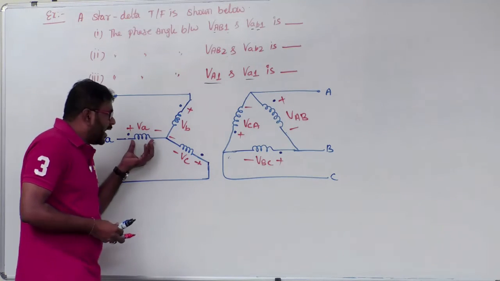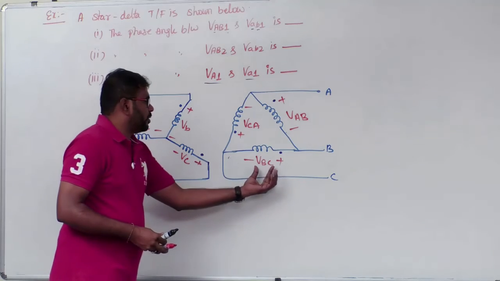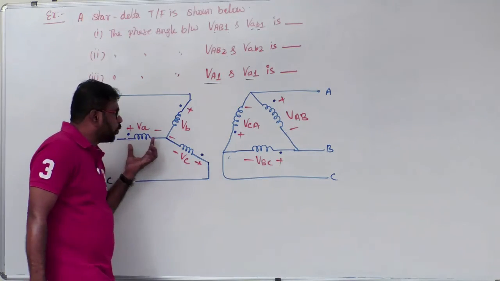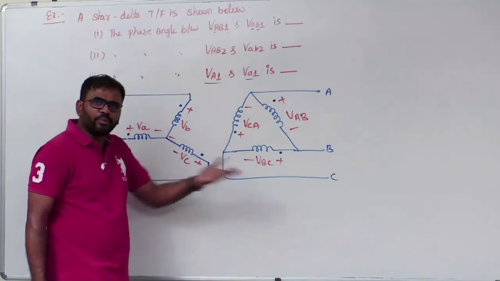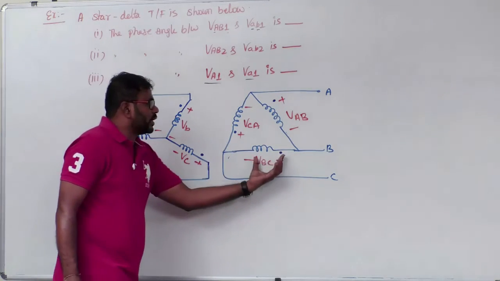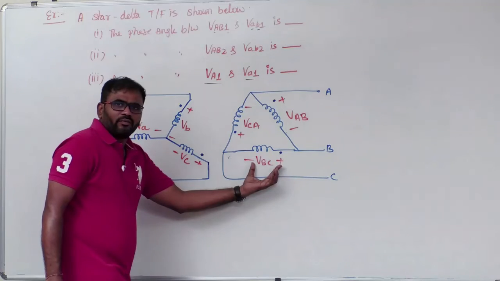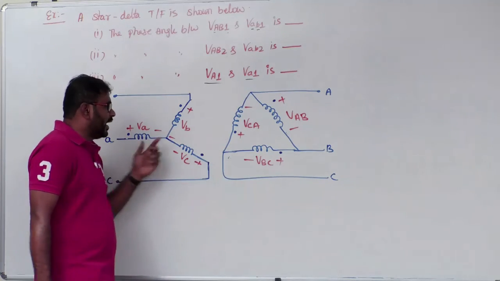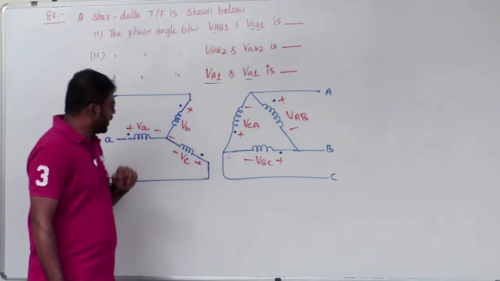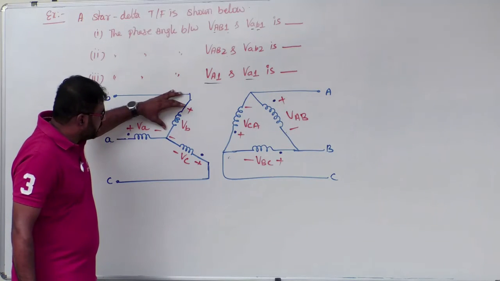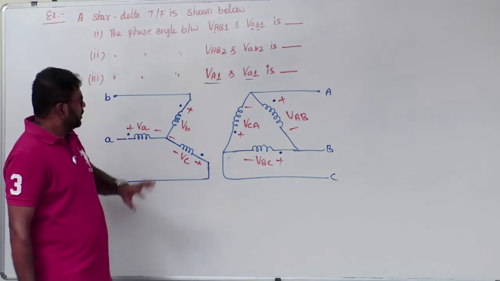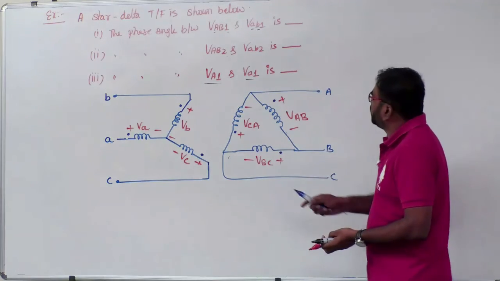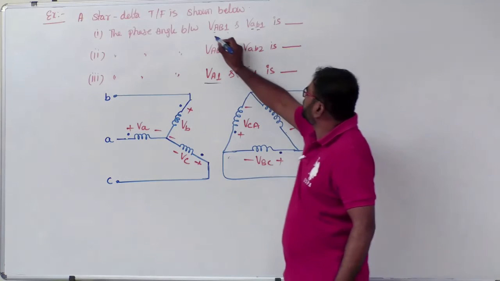Now VA is in phase with VBC, because these two windings are on the same limb. These two windings are drawn the same way. That means like-drawn windings are always in phase. So VA and VBC are in phase, and similarly VB and VCA are in phase. Similarly VC and VAB are in phase. But first we will see for which sequence, positive or negative? We will go with the positive sequence.